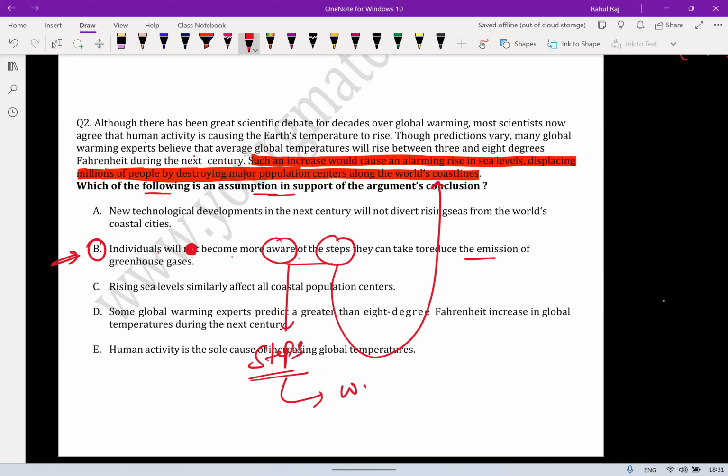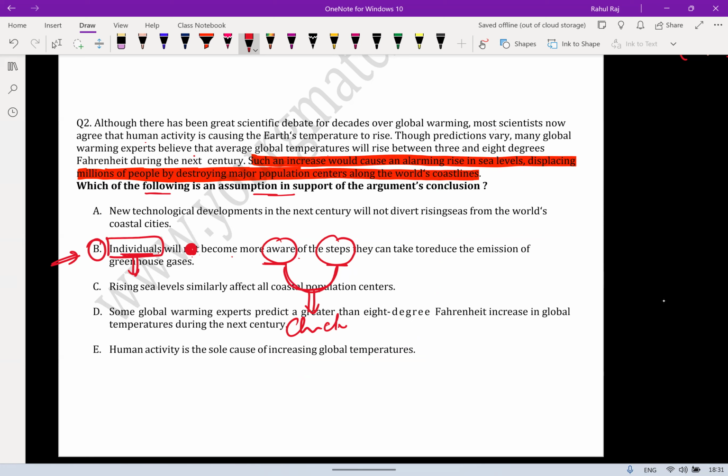Tell me this. First of all, you being aware about global warming absolutely does not mean that you will take steps for global warming. That's a very simple logic to eliminate this answer. But again, a lot of people have a habit of thinking: individuals will become more aware of this step, and because they become more aware, they'll start checking global warming. And it says individuals. Are you talking about individuals in terms of a billion, million, trillion? You don't know, because there are 8 billion people in the world. So if this individual justifies to all 8 billion people, then it might be.